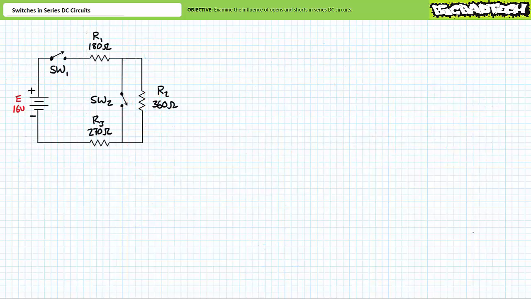Alright, I'm hoping this discussion of opens and shorts in series circuits was pretty easy given your previous understanding of series circuit analysis. As such, let's bring this lecture to a close with one more illustrated example problem. Consider the series circuit consisting of a 16-volt source, R1 having a value of 180 ohms, R2 having a value of 360 ohms, R3 having a value of 270 ohms, and two switches, switch 1 and switch 2.